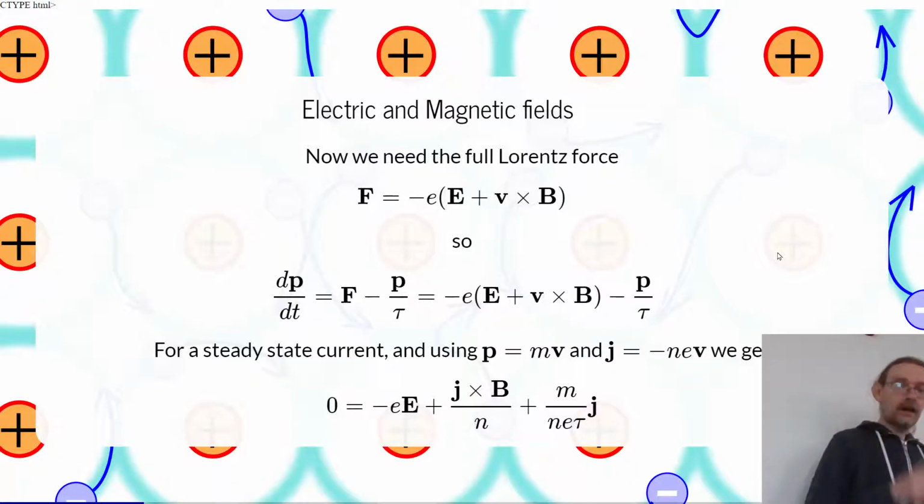So if we extend our external force, our applied fields, to not just the electric field, but also the magnetic field, then we have the full Lorentz force expression. So the electrons will be not just accelerated down the potential, but they'll be swerved off to the side by the magnetic field. So our equation is going to look like that.